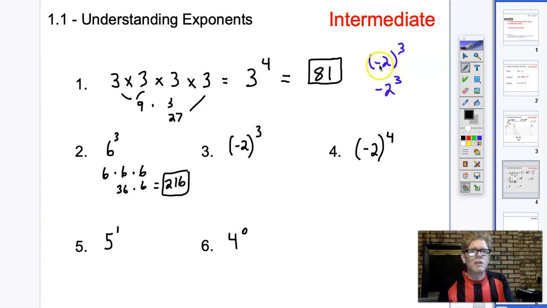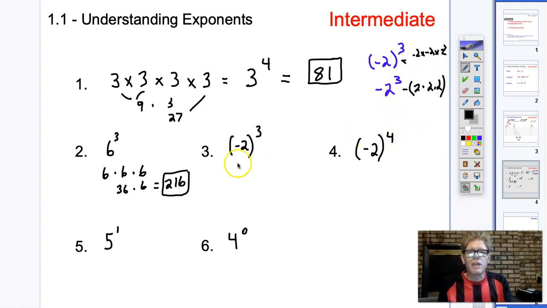So this, we're going to take the negative 2, and we're going to multiply negative 2 by itself 3 times, so that we would have negative 2 times negative 2 times negative 2. However, down here we would have the negative of 2 times 2 times 2.